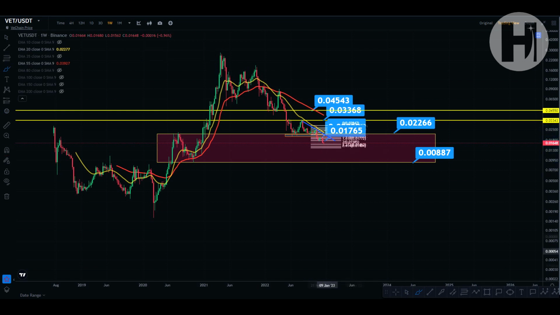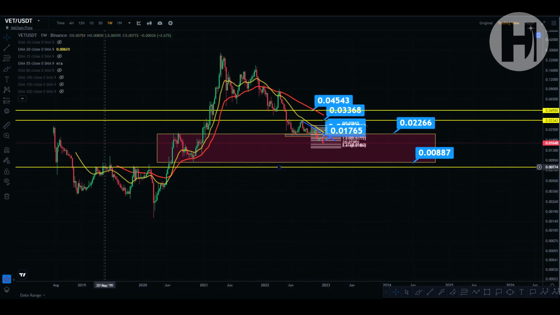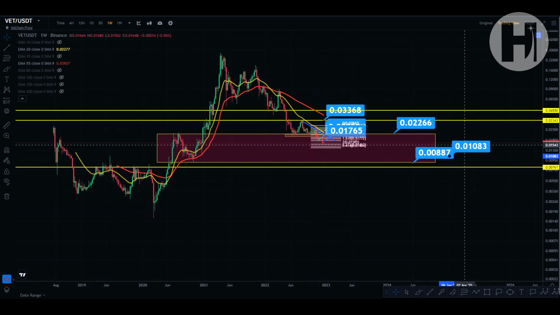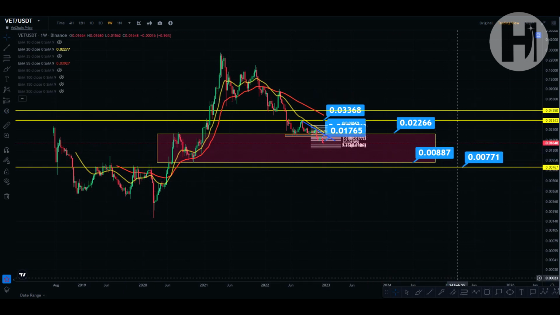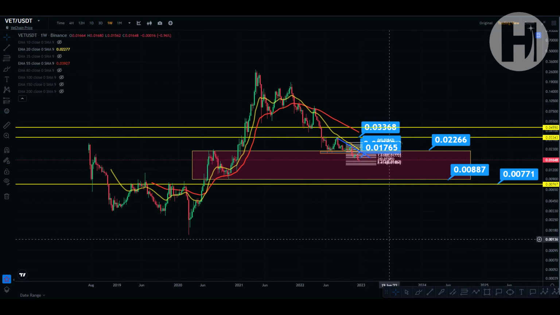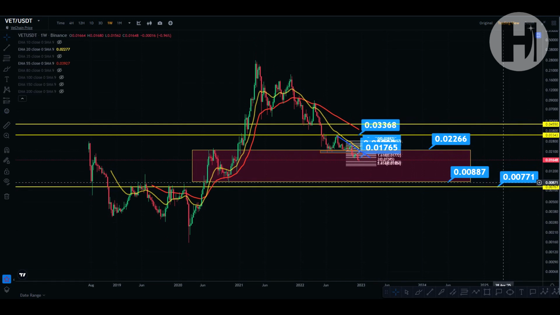You can even add more support levels based on previous resistance levels. As you can see, you had multiple resistance touches here in 2019. So that's going to be another level below the support block that you could target. That's going to be sitting at 0.00767. And I do think we could go below 1 cent in this bear market. So make no mistake about that. No matter how low your altcoin is, there's always room to drop even more.